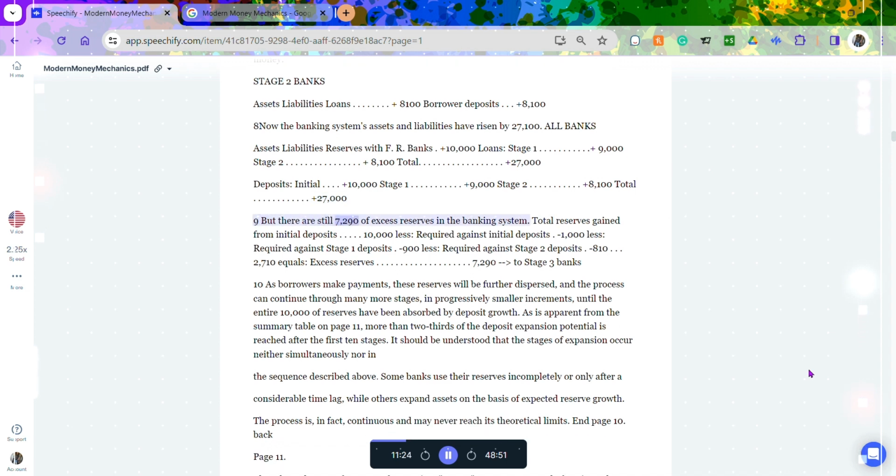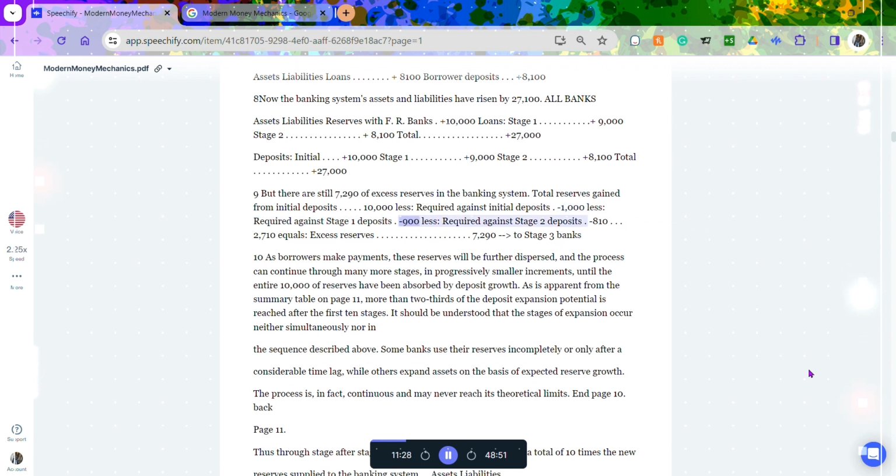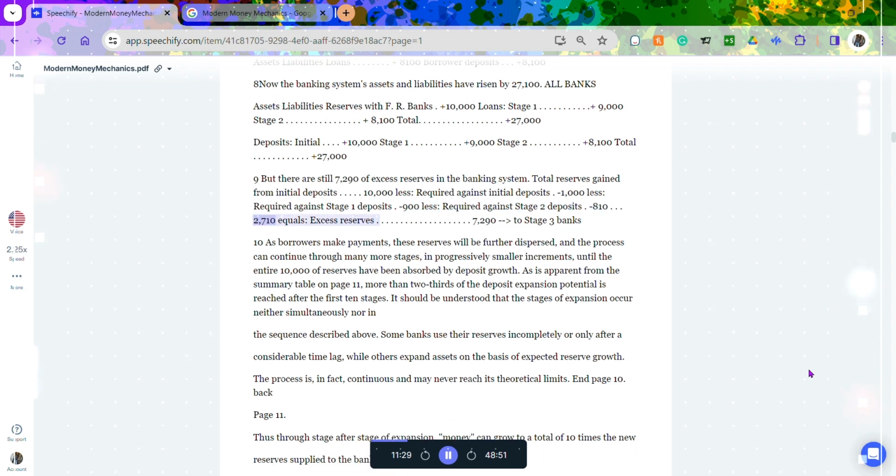9. But there are still 7,290 of excess reserves in the banking system. Total reserves gained from initial deposits, 10,000. Less, required against initial deposits, minus 1,000. Less, required against stage 1 deposits, minus 900. Less, required against stage 2 deposits, minus 810. 2,710 equals excess reserves, 7,290 to stage 3 banks.